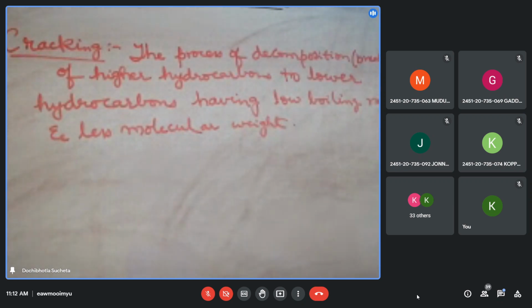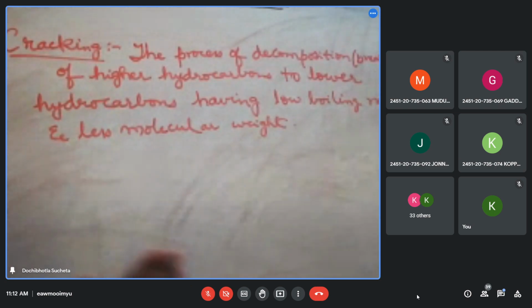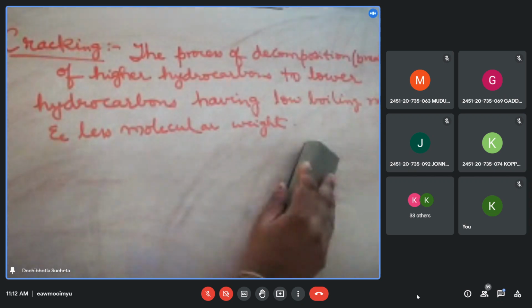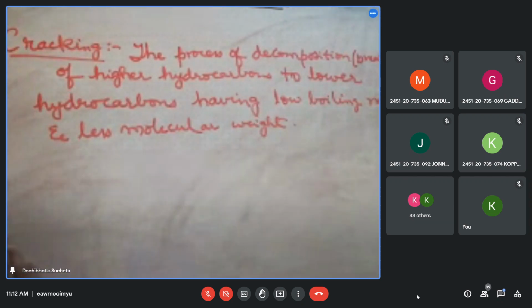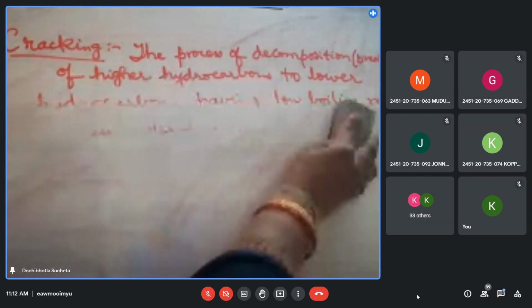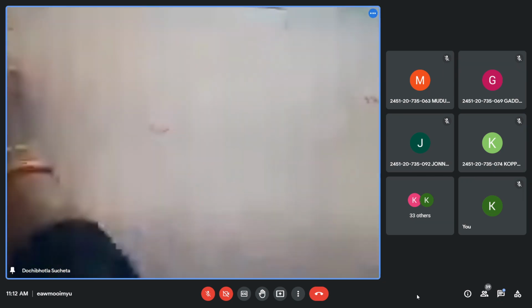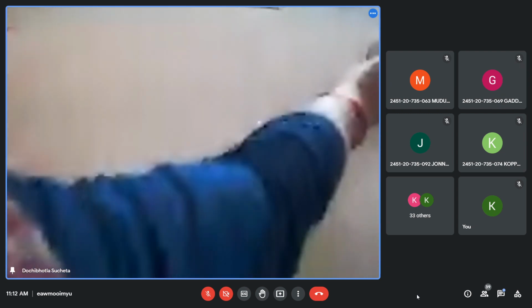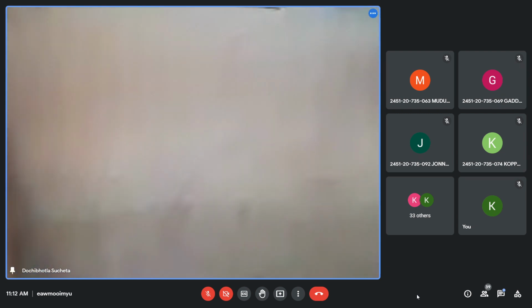Okay. So, cracking is done in three ways. One is thermal cracking, the other one is hydro cracking, and the third one is catalytic cracking. Okay. After writing this, I want to rub the board and give you the flowchart. I'm rubbing the board. That's the definition. Okay. And this is the flowchart for us to easily remember everything.